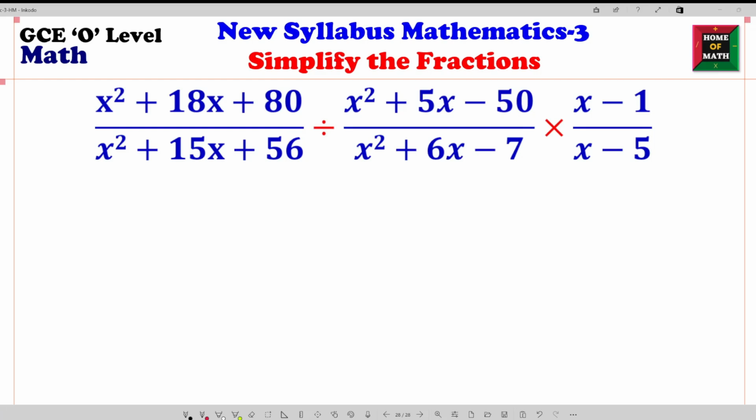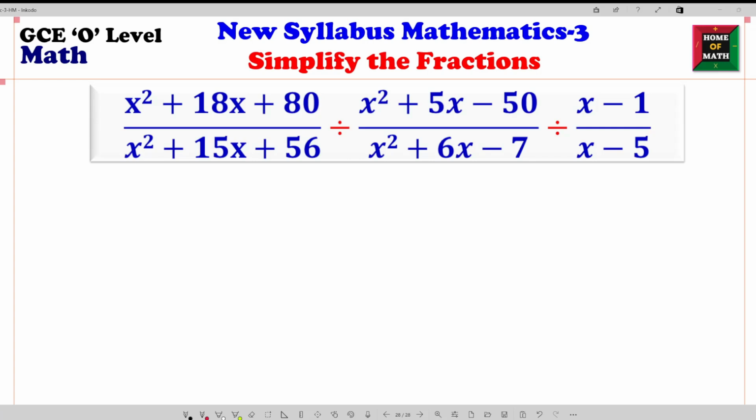For O-level math practice, today we are going to simplify the fractions. Let's start. Here are 3 fractions. Now we try to simplify.